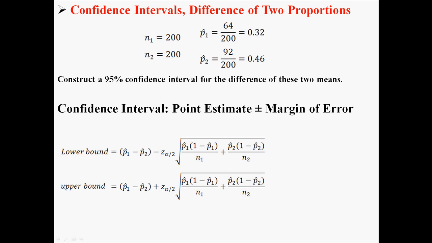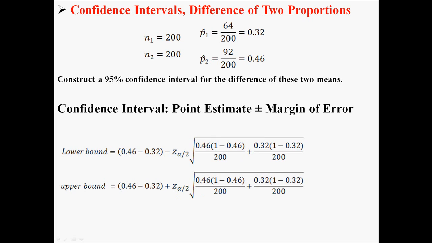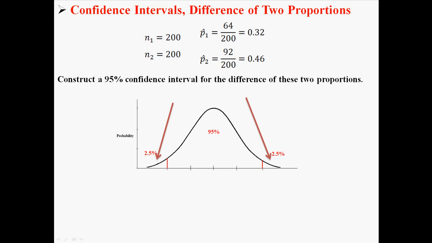And these are the equations for the lower bound and upper bound. You can see that it includes stuff we pretty much already know, the two sample sizes and the two proportions. So I can just put that in there, and all we really need to find now is what our z is. Now I'm saying construct a 95% confidence interval, so that means your alpha level is 0.05.